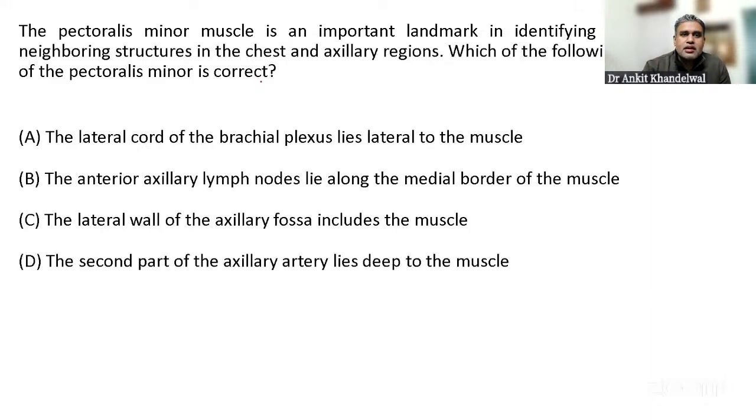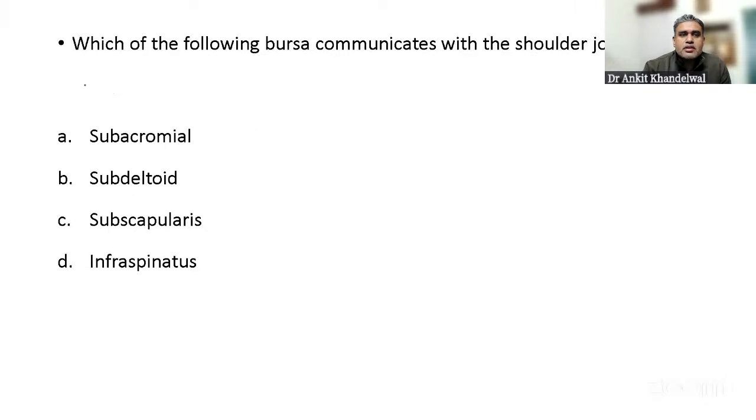And the example: the pectoralis minor muscle is an important landmark in identifying and describing the neighboring structures in the chest and the axillary region. Which of the following relationships of the pectoralis minor is correct? Now, note down the topic. They are talking about the relationship of the pectoralis minor. Few options are over here. We will discuss them again, but just to show you, questions have come from these topics.